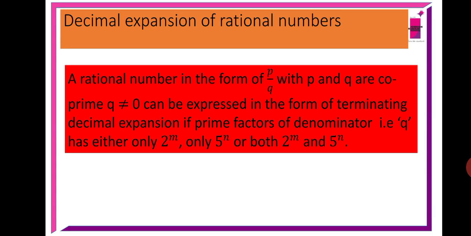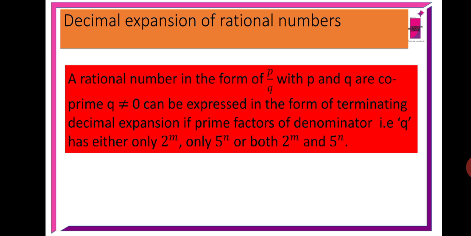In this session, we are going to discuss decimal expansion of rational numbers. And there are properties related to the decimal expansion of rational numbers. We know that the decimal expansion of rational numbers is of two kinds: either terminating decimal or non-terminating and recurring decimal. So when will it be terminating and when will it be non-terminating and recurring, we are going to check now.